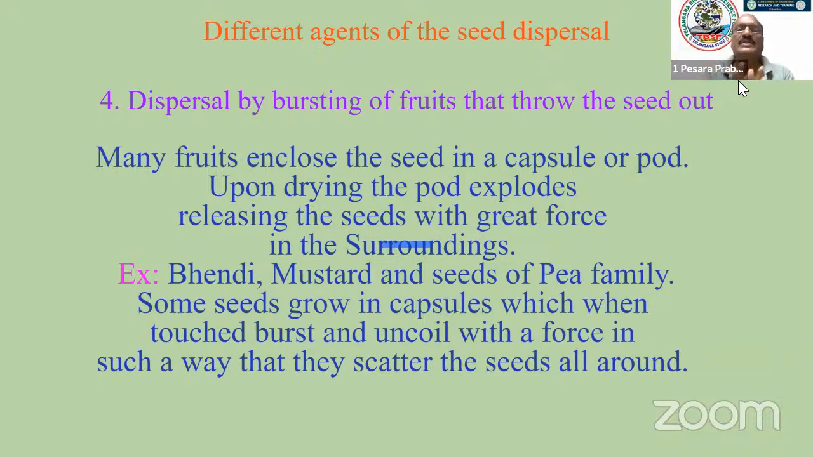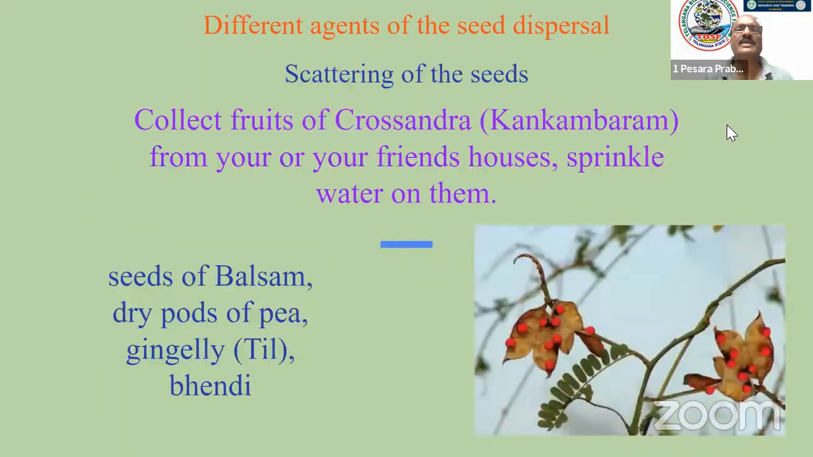Some seeds grow in capsules which, when touched, burst and uncoil, spiral-like, with a force in such a way that they scatter the seeds all around. By this bursting, by this uncoiling, what will happen? The seeds are dispersed in all directions, to all places. Okay. Scattering of the seeds. See here, collect the fruits of Crossandra, Kankambaram, from your or your friends' houses, sprinkle water on them. What will happen?